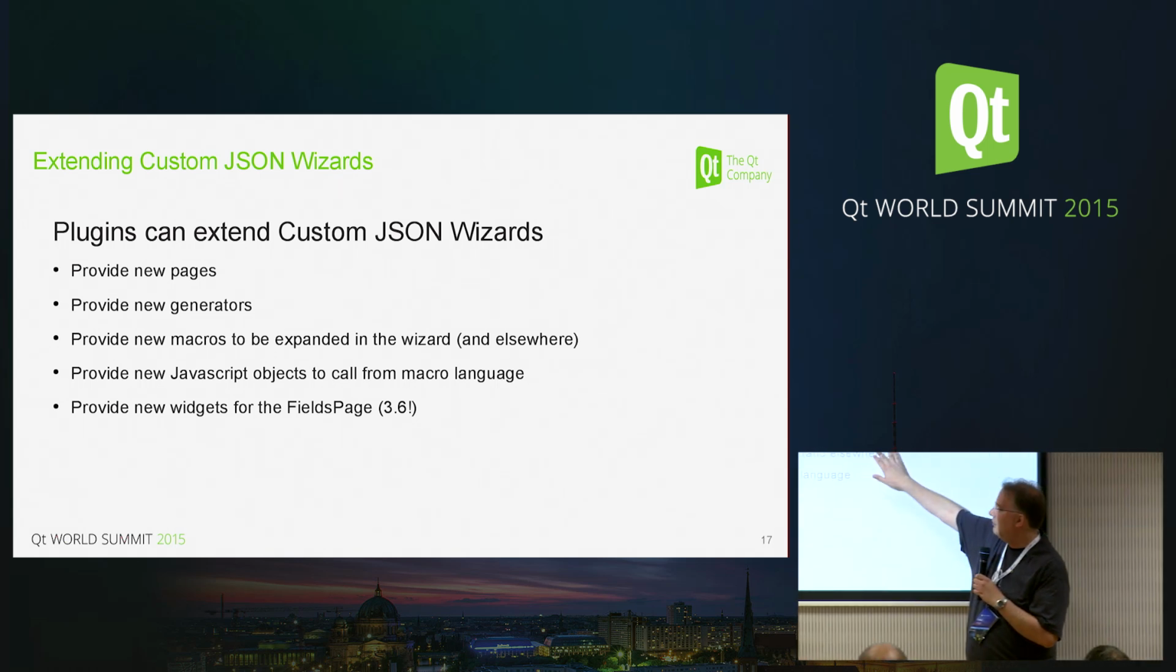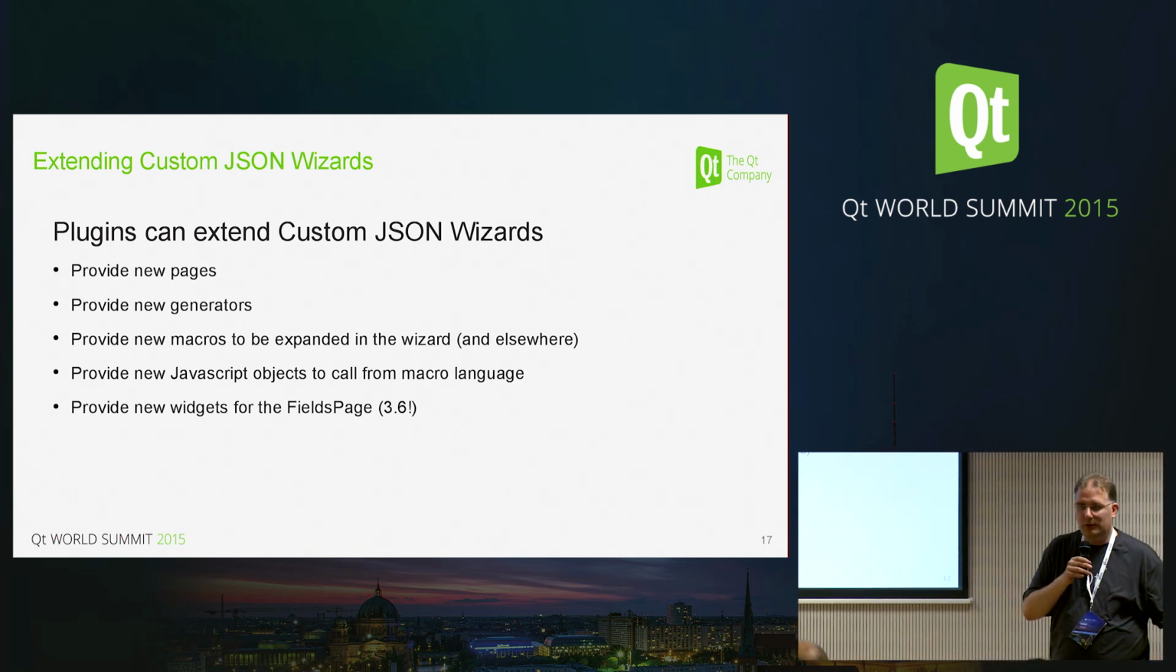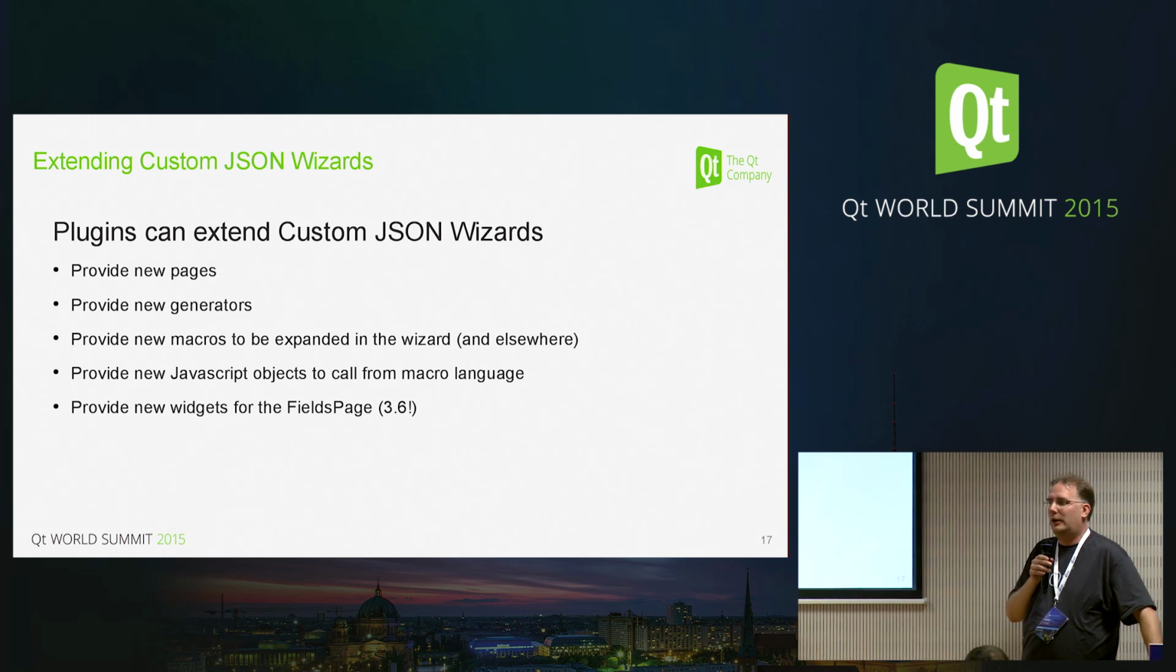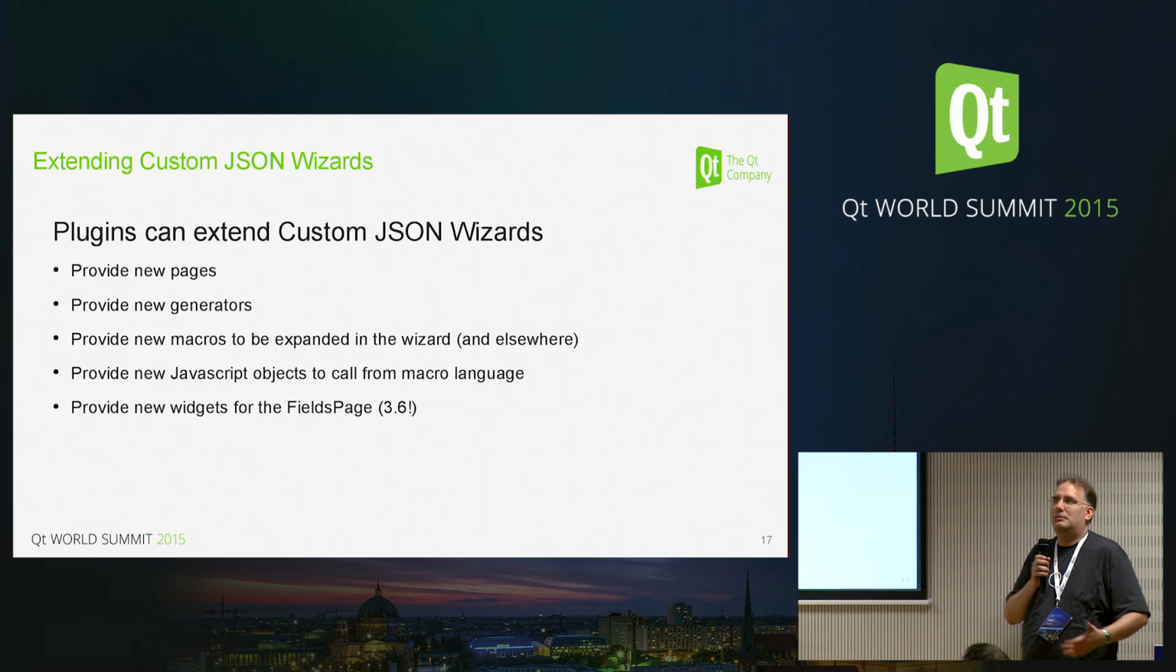You can also have new macros, these percent curly braces thingies. These are actually available all over QtCreator, so they do not only extend the wizard, but for example, you could have a macro for your preferred work directory or whatever. That's then available in quite a lot of places outside of the wizards too, but they also work in the wizard.